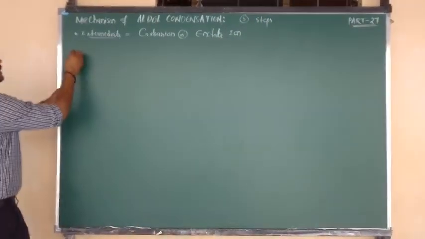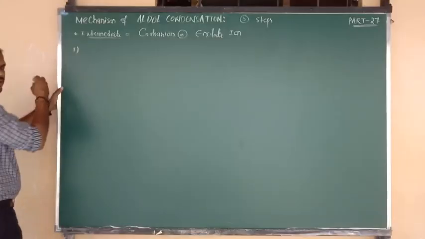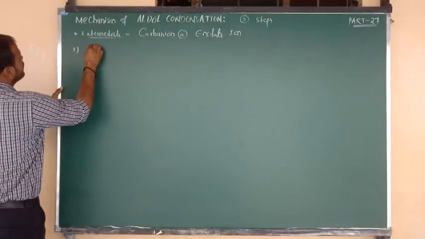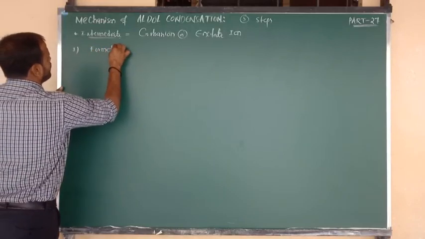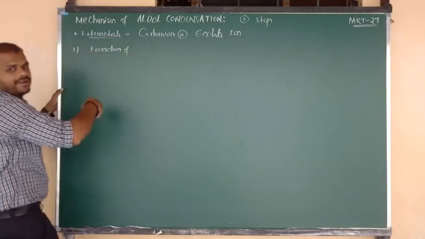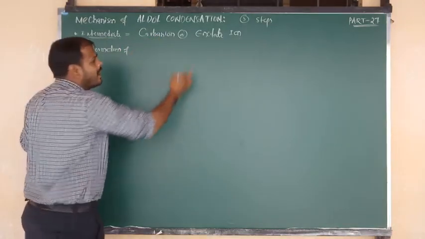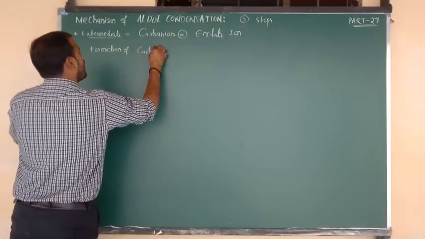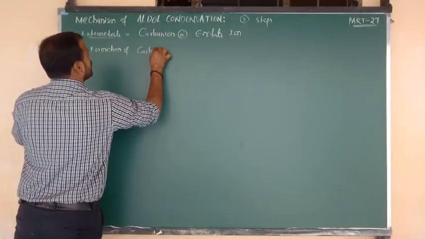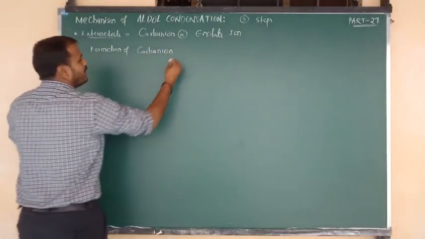The reaction proceeds in 3 steps. In that, number one is formation of the intermediate. What is the intermediate? Carbanion, and we can also say enolate ion. Formation of carbanion, also called enolate ion.